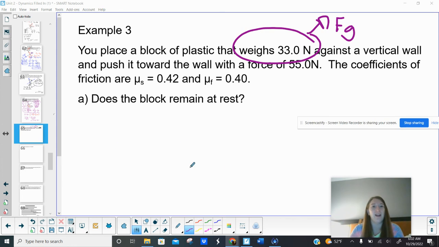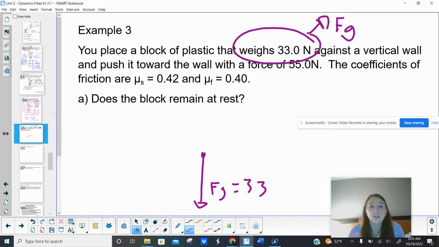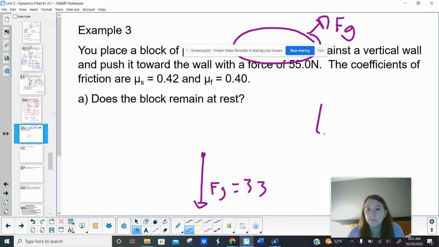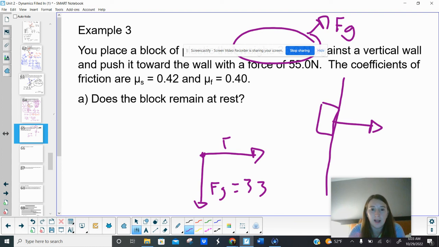So let's go ahead and draw an FBD for this. Be very careful. You are placing a block up against a wall. So think about gravity, but also think about the normal force and your force as well. You're pushing up against a wall. Think about your directions and forces. Well, here's FG, always, right? I'm pushing up against the wall. So if I have a block like this up against a wall, my force pushes this way. This is the force applied of 55 newtons.